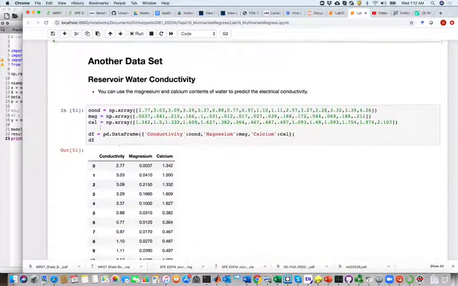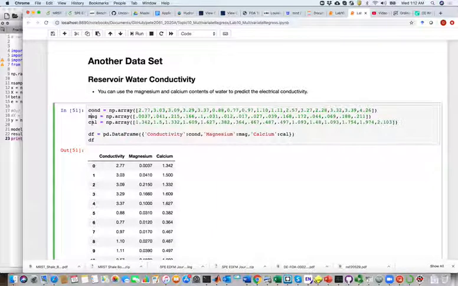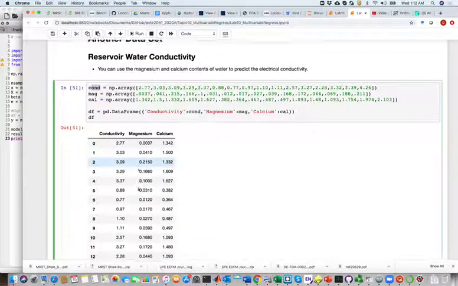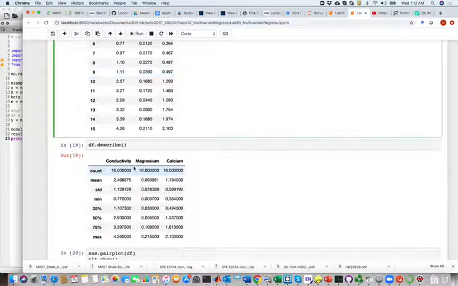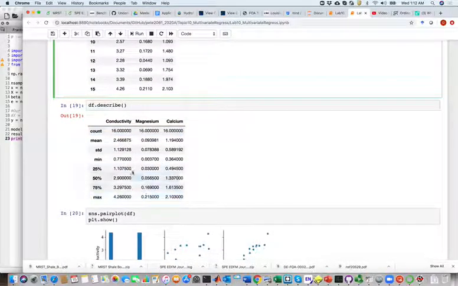Another data set: magnesium and calcium content of water. And this is the electrical conductivity of water. So put that into a data frame using this function, which we've used over and over again. You get this: magnesium content, calcium content, electrical conductivity of water. And we are assuming these two influence the electrical conductivity of water. We can do the descriptive statistics calculation using the describe function.